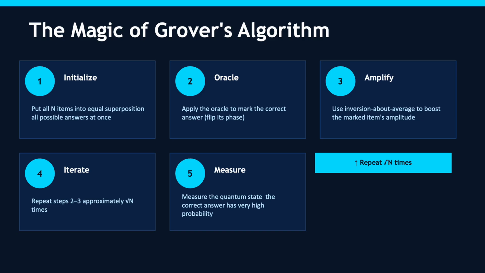suppressing all the others. These two steps together, oracle then amplification, are called one iteration of the algorithm, and you repeat them approximately square root of n times. After all the iterations are done, you perform a measurement. Because the correct answer has been boosted to a very high probability, you almost always measure the right result on the first try. The whole process finds the answer in just square root of n steps instead of the n steps a classical computer would need.